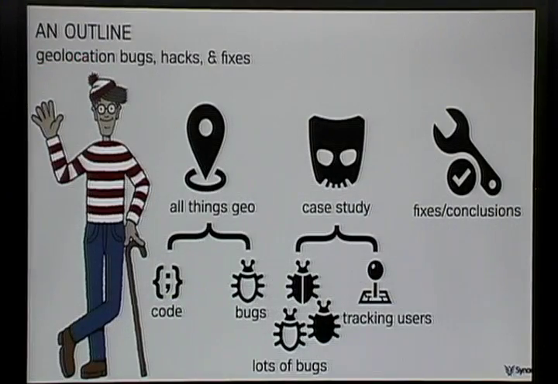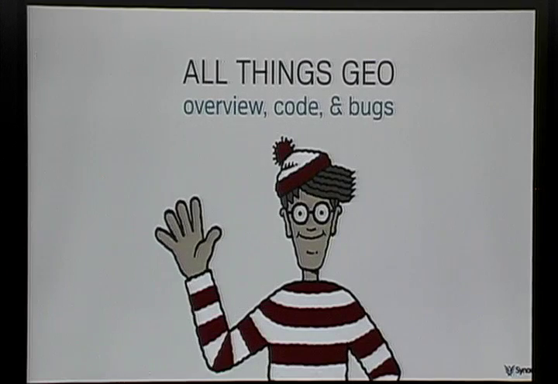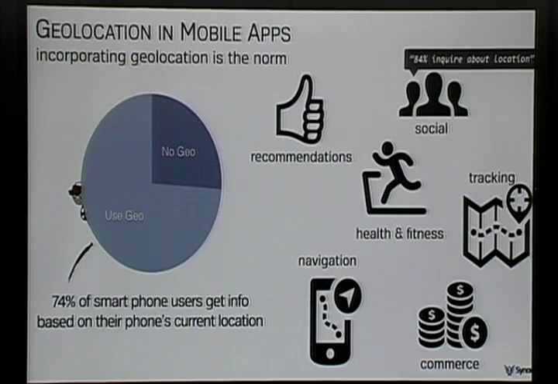And then finally, because we want to have some good suggestions, we're going to describe some fixes and then have a brief conclusion. All right, so first an overview of geolocation, some code, and some interesting bugs. Now, this is probably an obvious statement, but geolocation in mobile apps is pretty much the norm. Most apps that talk to the cloud or the internet have some sort of geolocation capability built in.